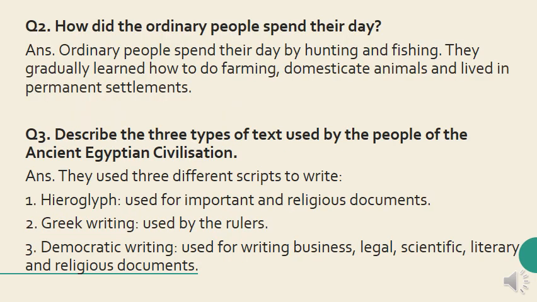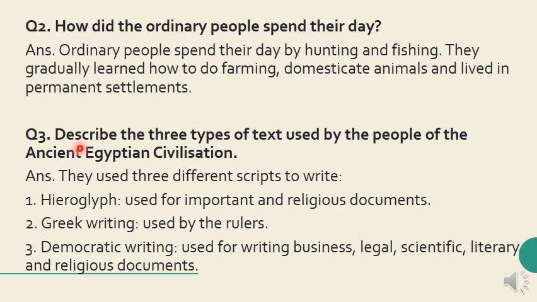Question number 2. How did the ordinary people spend their day? So the answer is, ordinary people spent their day hunting and fishing. They gradually learned how to do farming, domesticate their animals, and lived in permanent settlements as well.